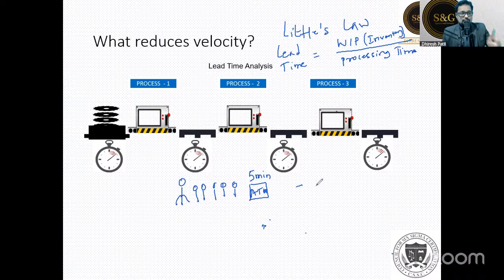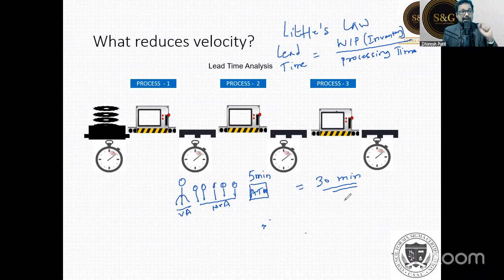So 6 multiplied by 5 is 30 minutes. Clear, everybody? It will take a total of 30 minutes to take out the cash. Out of which 25 minutes will be waiting time, non-value added time, and 5 minutes will be value added time, which is taking the cash. Now, how do you reduce this lead time from 30 minutes?